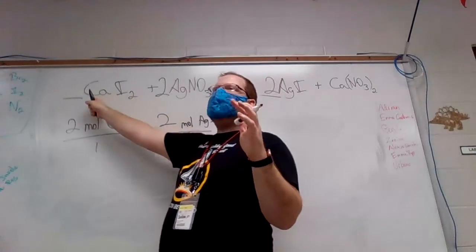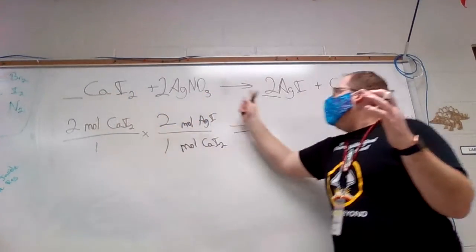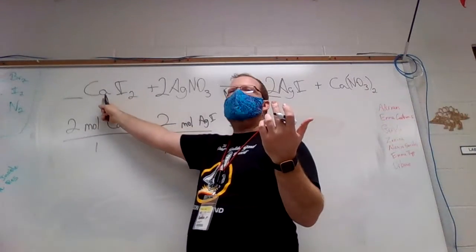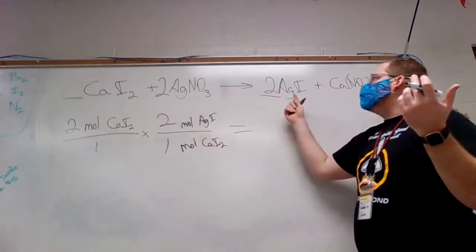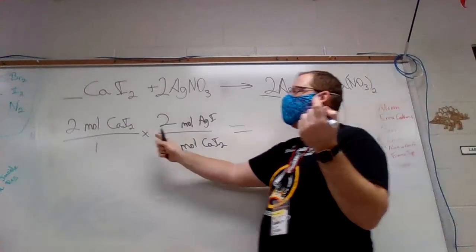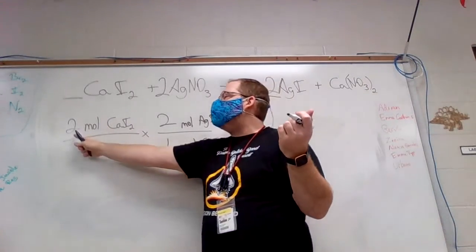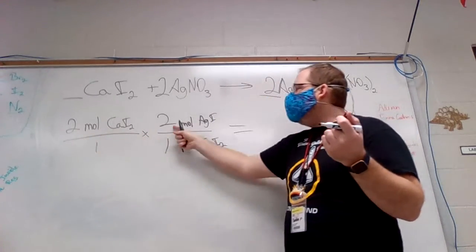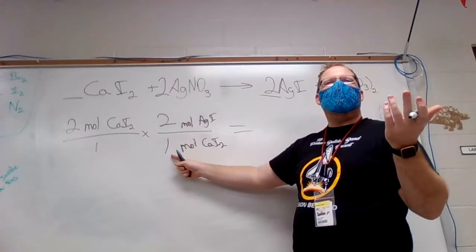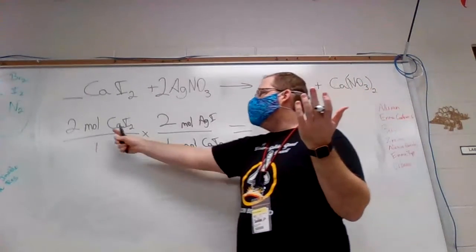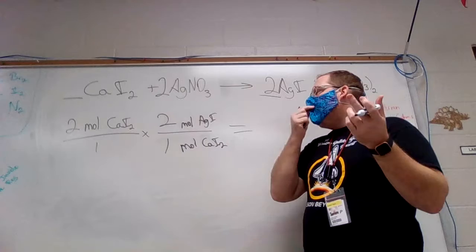For every one of these that I put in, I get 2 of these out. So if I start with 2 of these, I should expect it to double, and I should end up with 4. And that's what that math is telling me to do. If I start from the left and work towards the right, I have 2 times 2 divided by 1. You don't really have to divide by 1, but you can if you want. Or 2 times 2 over 1.